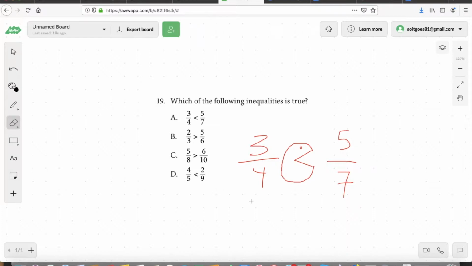If you literally need to redraw these with a Pac-Man, do it. I'm 100% cool with that, dude. Does that make sense? Yeah. Okay. So 3/4 is greater than, or sorry, 5/7 is greater than 3/4. 3/4 is less than 5/7.